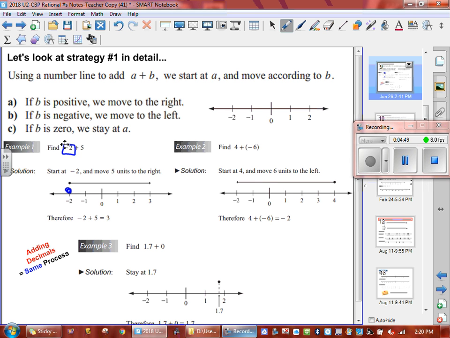Then it says you're going to add 5. So what you do is you would go 1, 2, 3, 4, 5, and you end up where you end up. Okay? So we're going to end up at positive 3, so we equal positive 3.